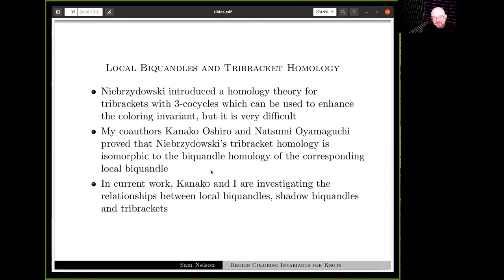So, in current work, Kanako and I are investigating the relationships between local biquandles, shadow biquandles, and tribrackets. So I have an example of a local biquandle that can be completed to a regular biquandle in a couple of different ways.